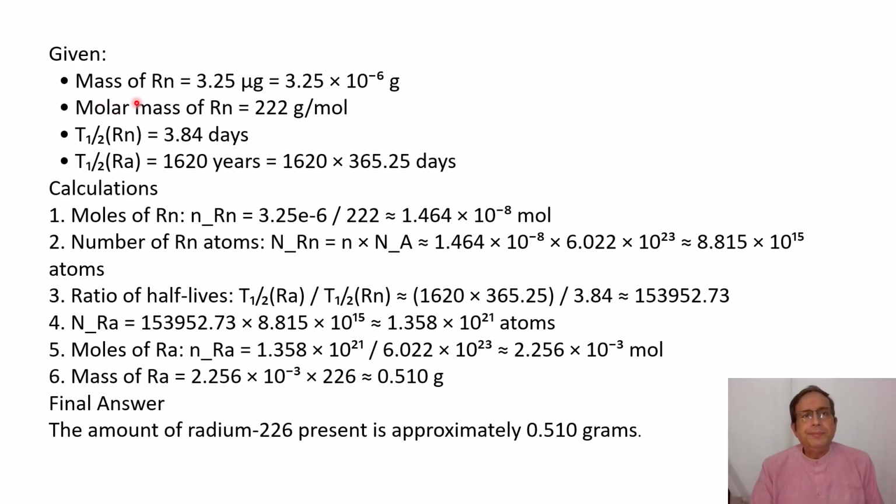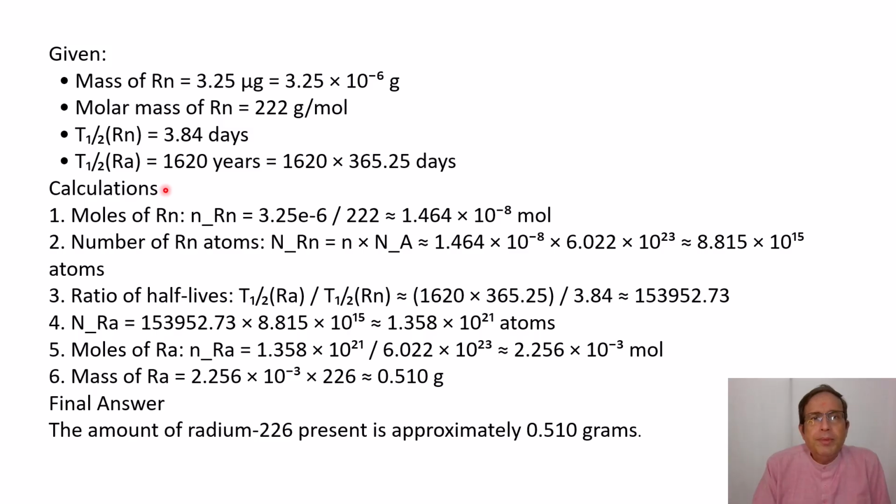The mass of radon is 3.25 micrograms, which can be written as 3.25 times 10 to the power minus 6 grams. The molar mass of radon is 222 grams per mole, since 222 is the atomic mass of radon. The half-life of radon is 3.84 days, and for radium it is 1620 years, which can be converted into days by multiplying the years by the number of days in a year, 365.25 days.